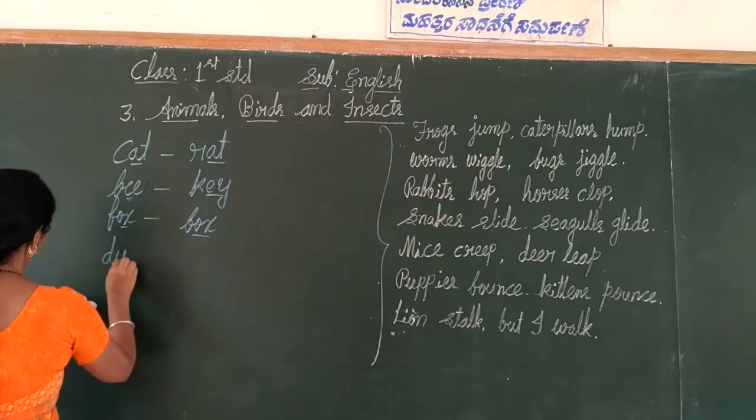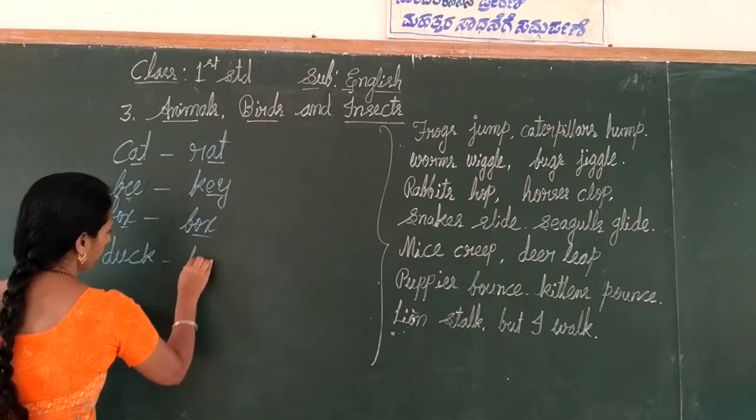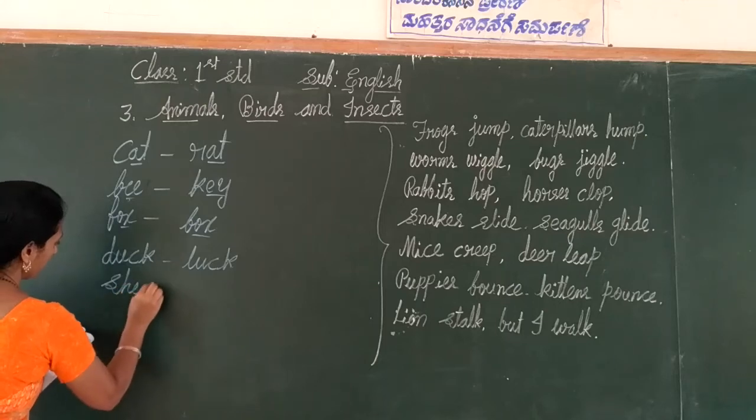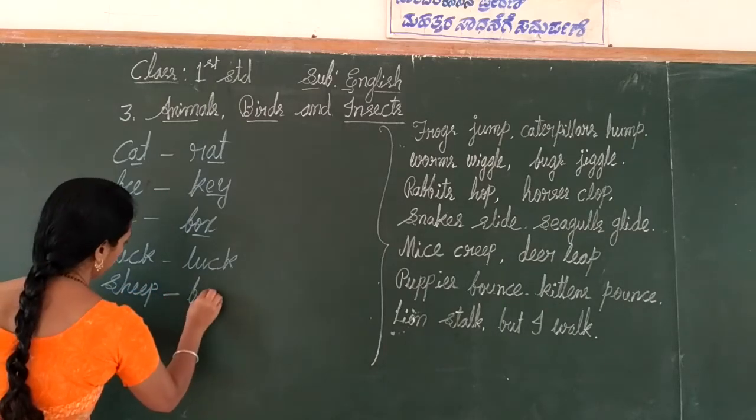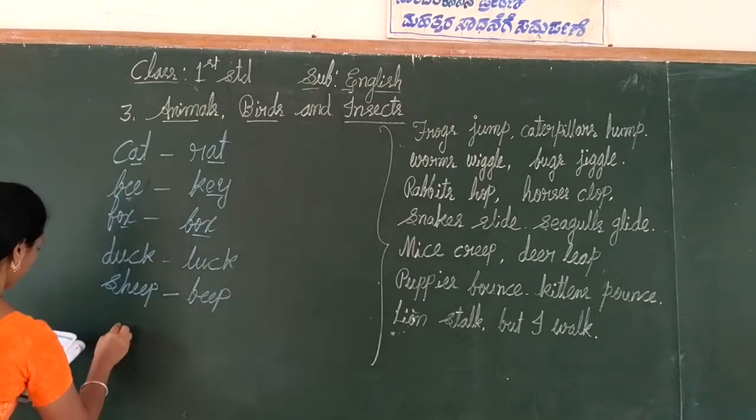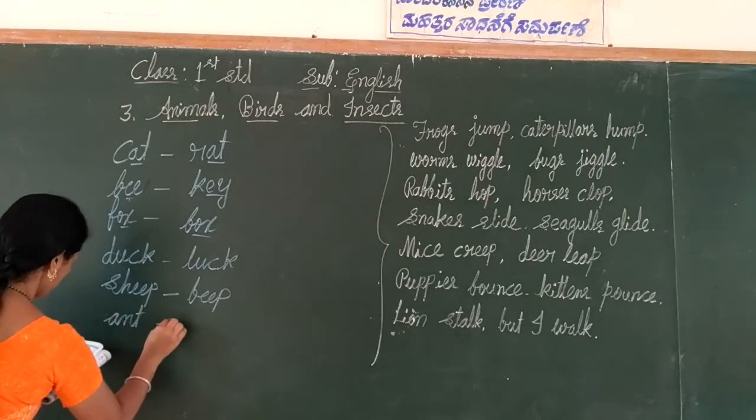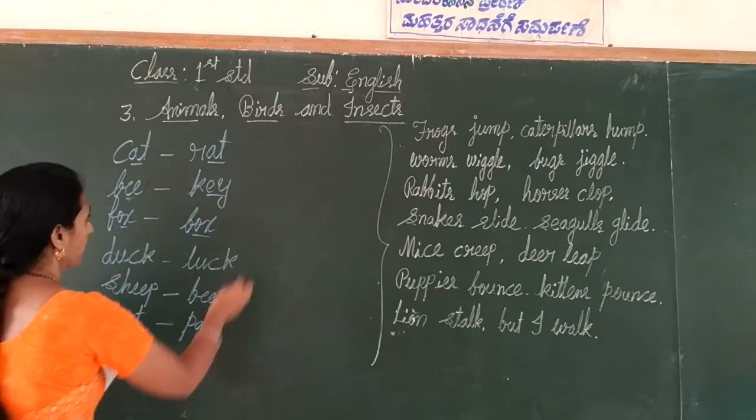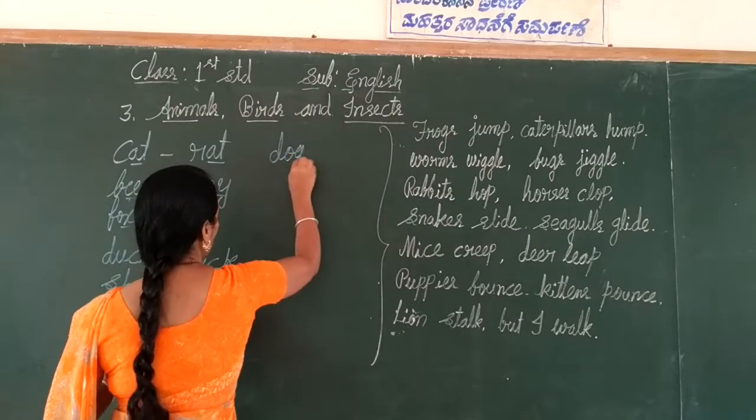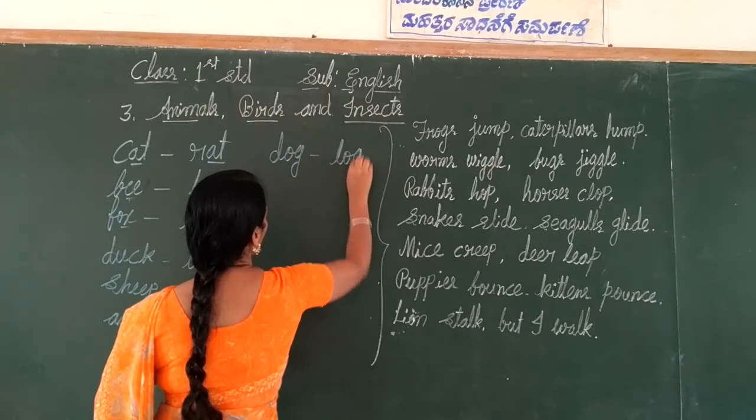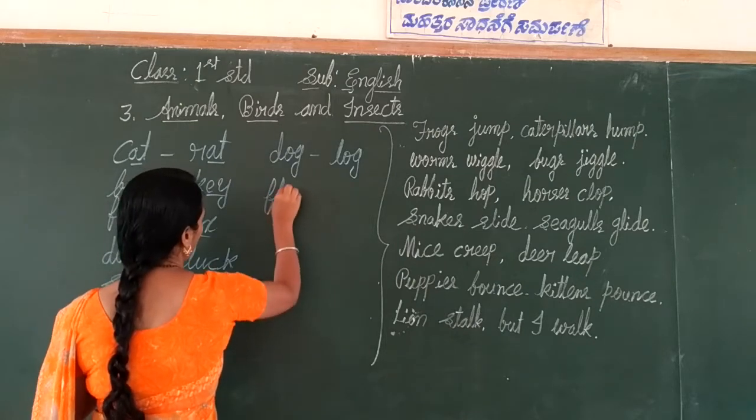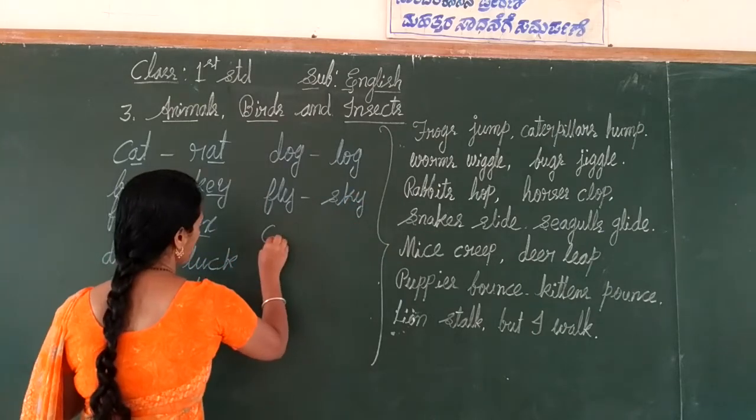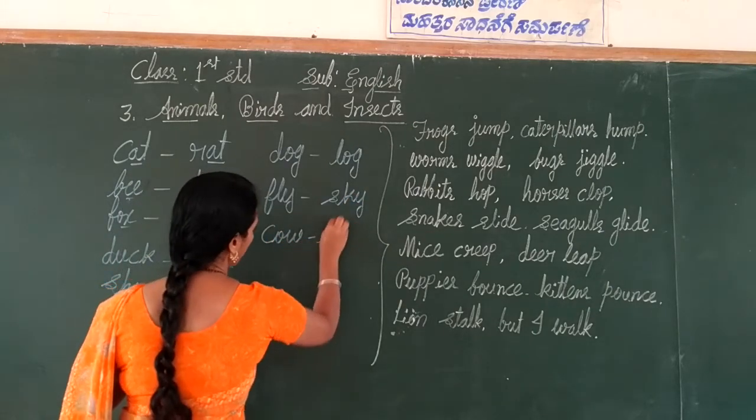Duck, D-U-C-K, duck. L-U-C-K, luck. S-H-E-E-P, sheep. B-E-E-P, beep. A-N-T, ant, and P-A-N-T, pant. Next up, dog, D-O-G, dog. L-O-G, log. F-L-Y, fly. S-K-Y, sky. C-O-W, cow. B-O-W, bow.